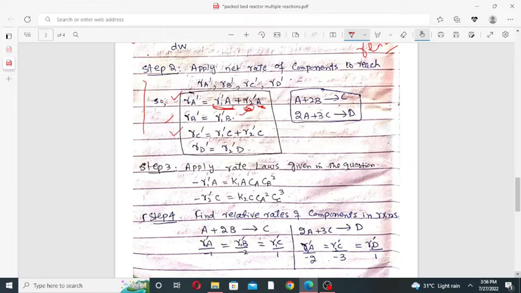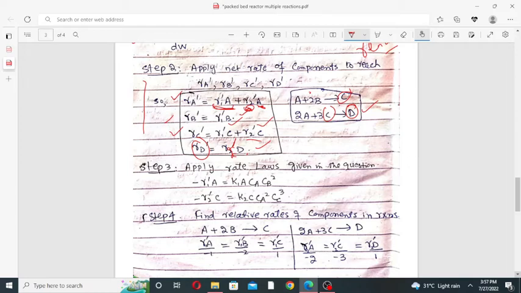Similarly, the rate of component C is equal to R1C dash plus R2C dash, because component C is present in reaction number 1 and reaction number 2, as you see from here. Similarly, the rate of appearance of component D is RD dash, and it is equal to R2D dash. So component D is only present in reaction number 2, therefore there is a 2 in this rate.